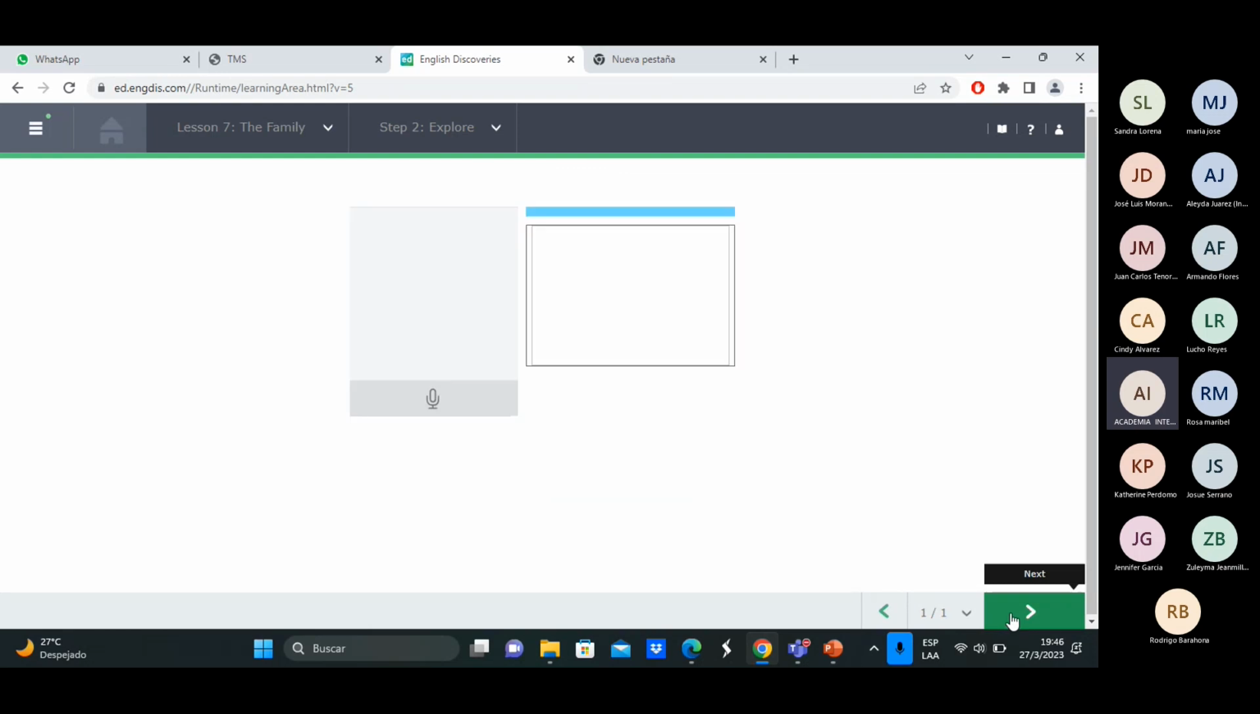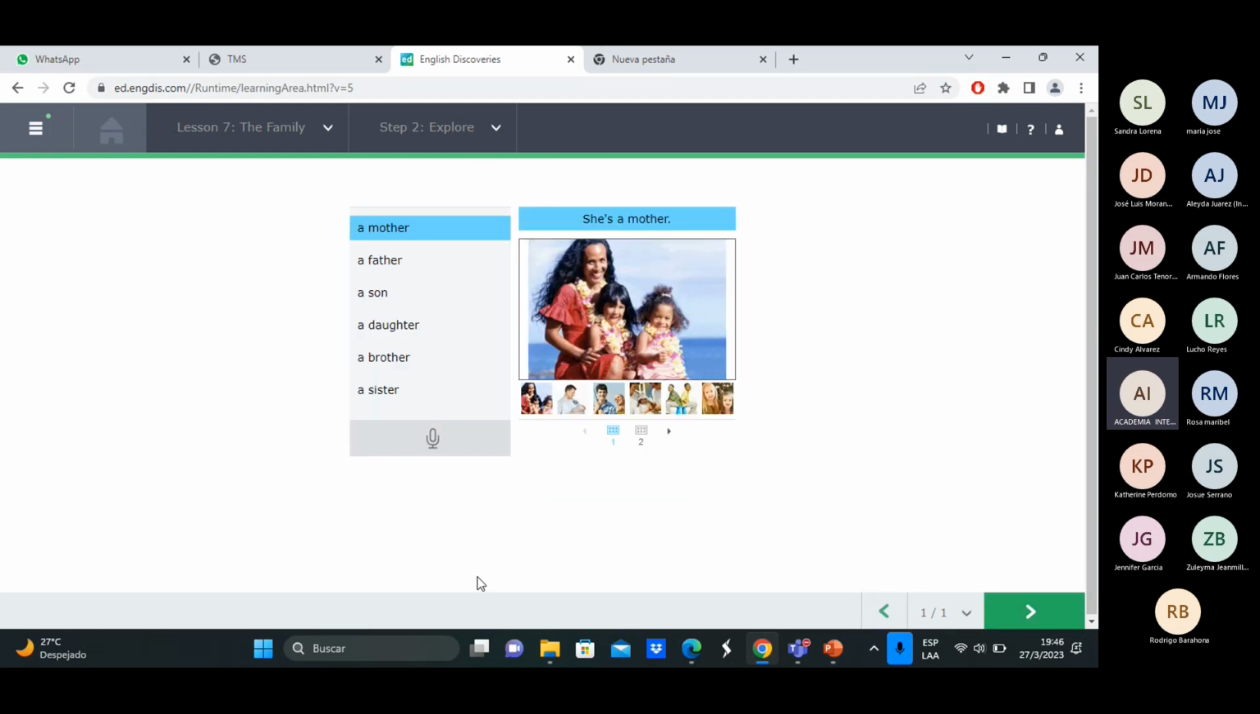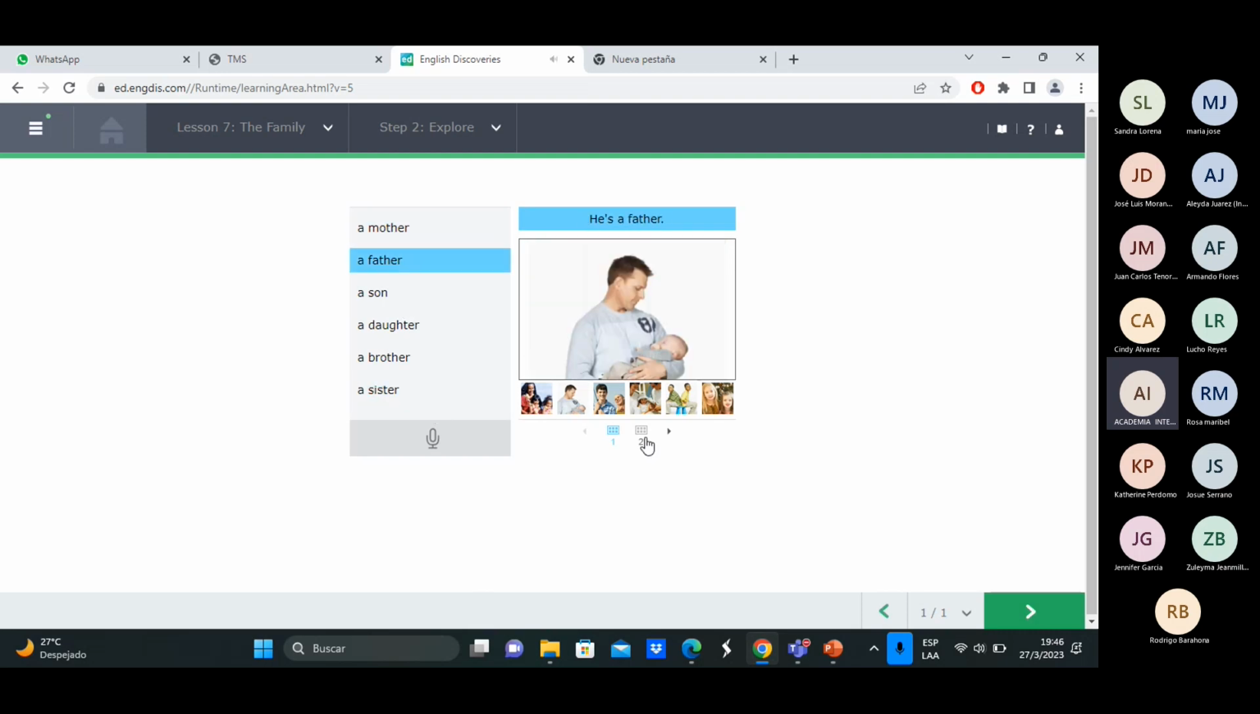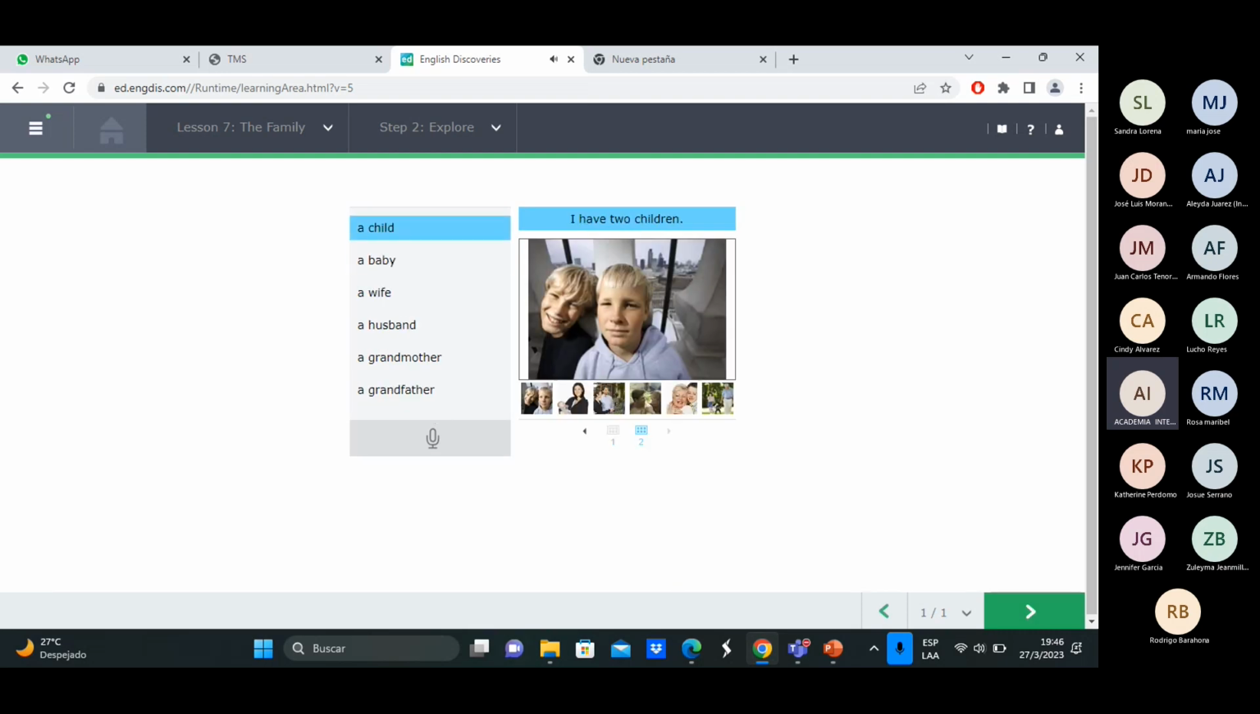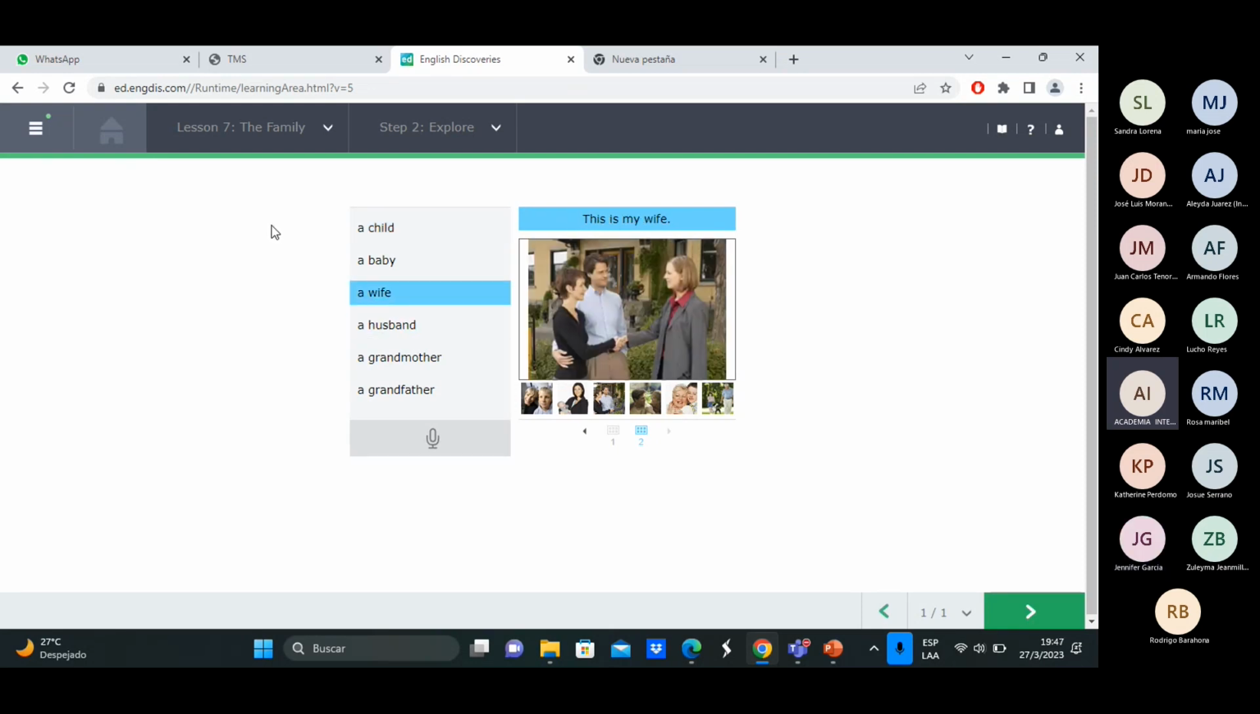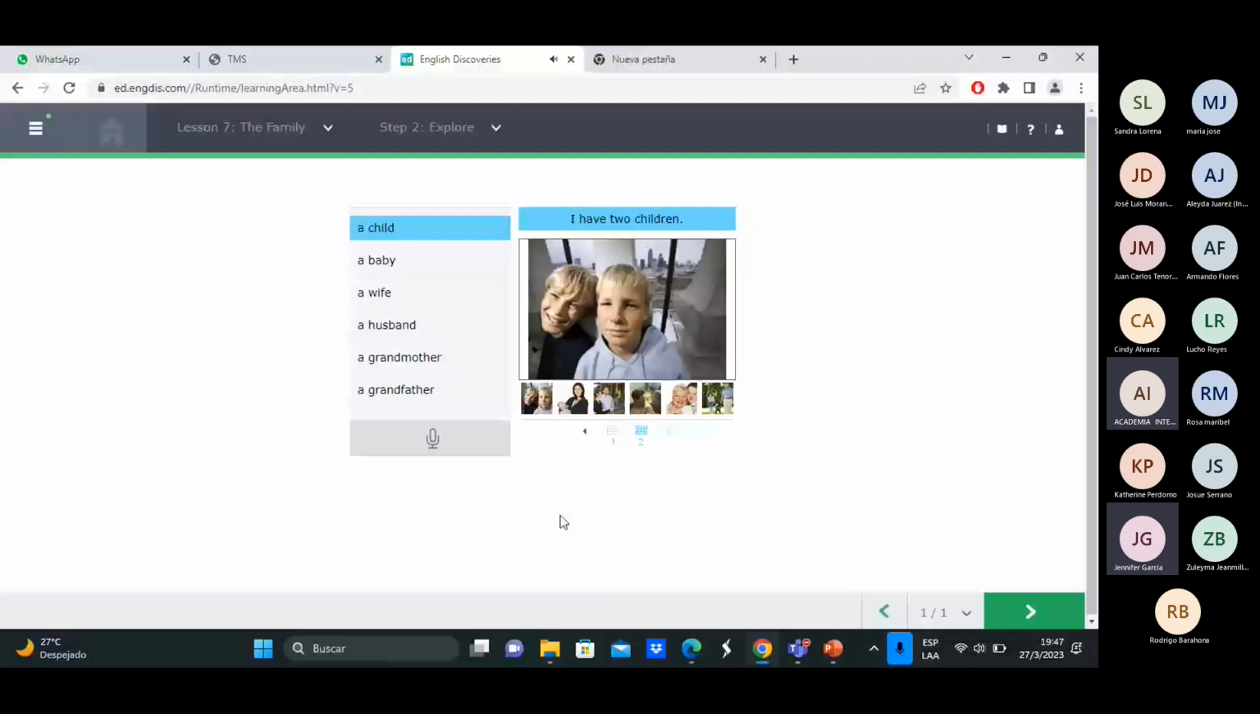Aquí en la plataforma, los que ya terminaron esta parte, si se fijaron, solo están estos, miren. Todos estos. A father. Y aquí hay otros. A child, a baby, a wife, a husband, a grandmother, a grandfather as well. Y hay unas oraciones. A wife, a child. Muy bien. ¿Saben qué significa child? Niño. Niño, correcto. Pero, ¿cómo lo dirían niños en plural?